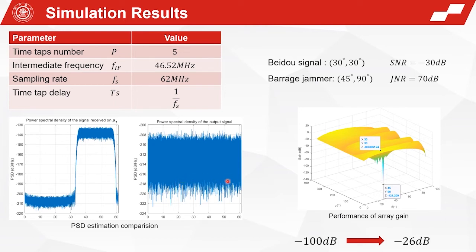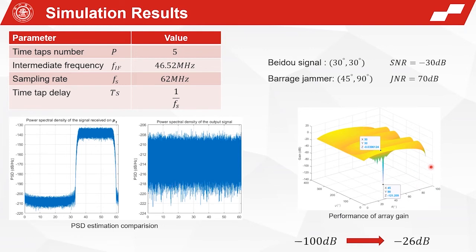One beta signal and one interference impinged from (30, 30) and (45, 19) respectively. This graph shows the power spectral density of the signal received on P1 and that of the output signal. It is clear that the strong barrage jammer here is dampened to the noise floor. This is the array gain.